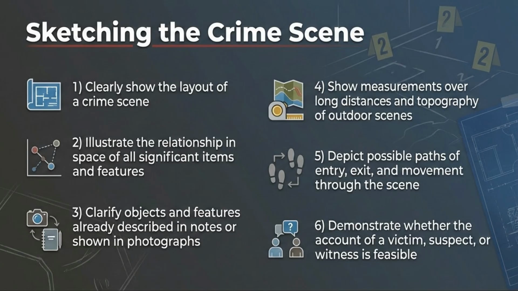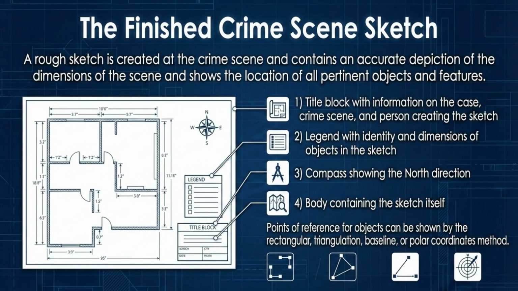Crime scene sketches provide a permanent record of the scene and evidence. They show the spatial relationships between evidence, aid in reconstruction, and are useful for testifying in court. There are two main types of sketches: rough sketches and finished sketches.